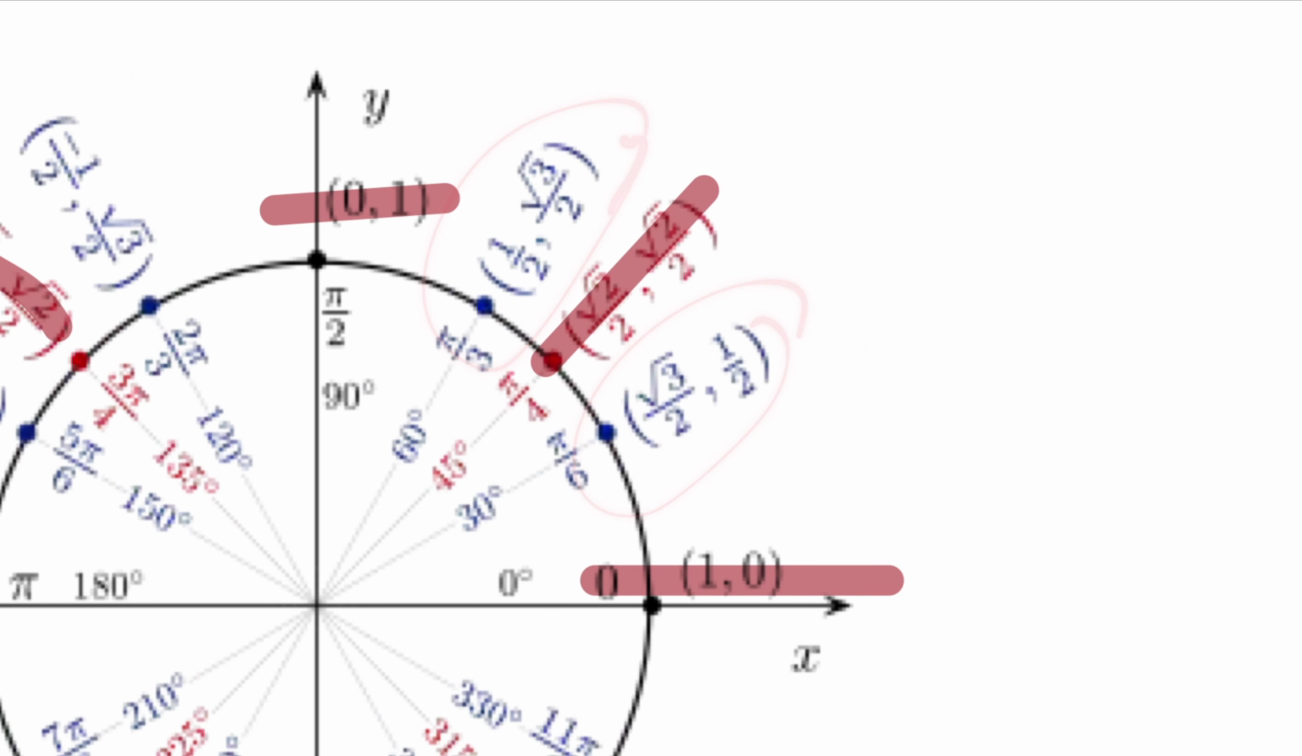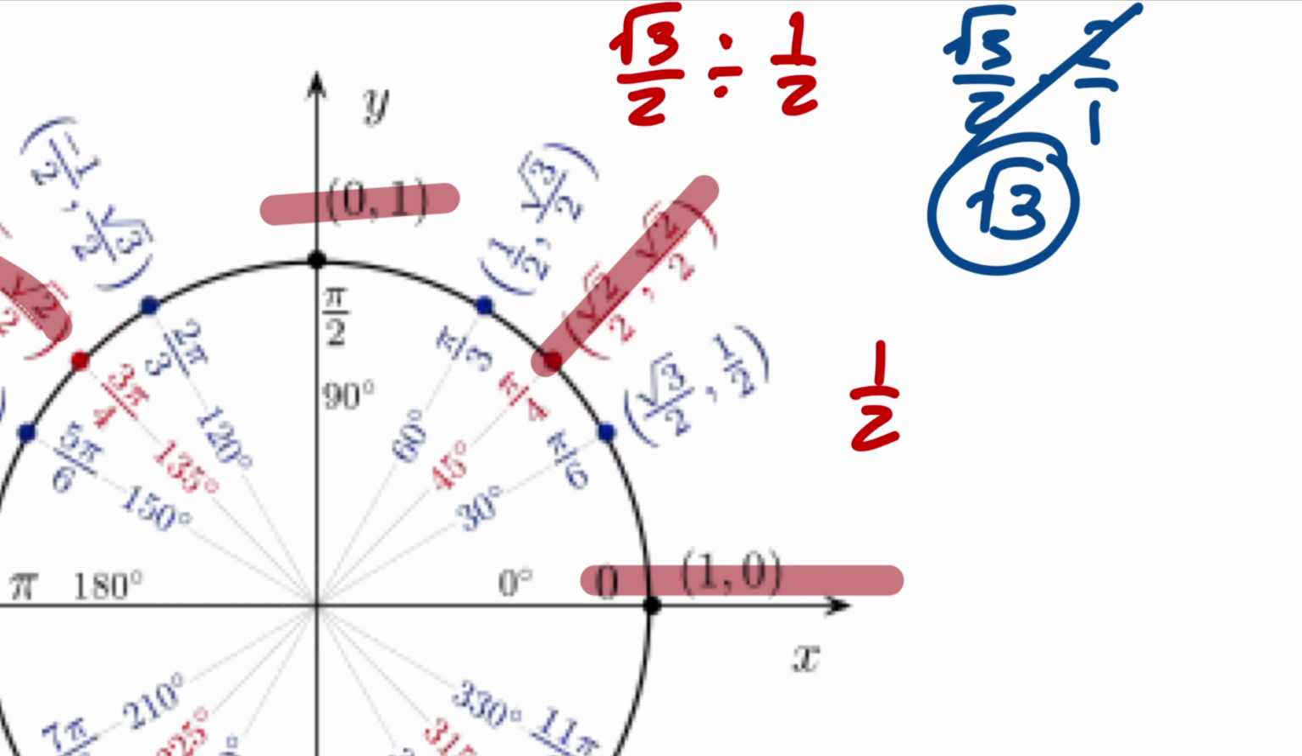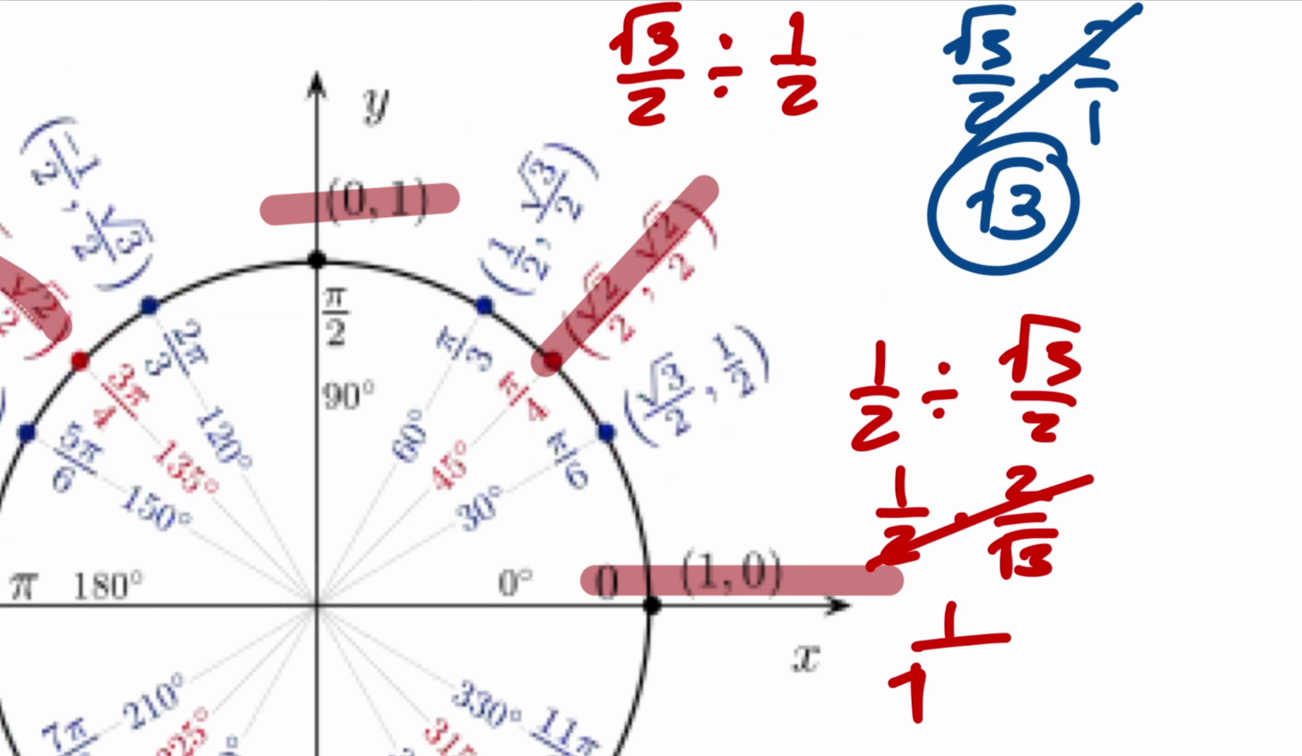All right. So I'm going to do this first one up here. I'm going to do square root of 3 over 2 divided by 1/2 because remember, sine divided by cosine. Keep, change, flip. Square root of 3 times 2 over 1. 2's cancel. I get square root of 3. Well, that's close, but I need a square root of 3 over 3. So let's try the other one. 1/2 divided by square root of 3 over 2. Keep, change, flip. You get 1/2 times 2 over the square root of 3. The 2's cancel. You get 1 over the square root of 3.